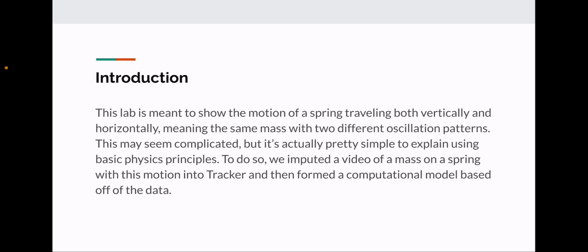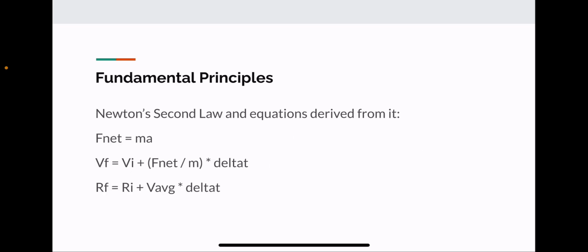To do so, we inputted a video of a mouse on a spring with the motion in the tracker and then formed a computational model based off the data. One of the main principles we are going to use is Newton's second law. This can be manipulated into the momentum principle, which can further be broken down to find the velocity update and position update formulas. These will be used to track the object's motion to form two separate position versus time graphs.